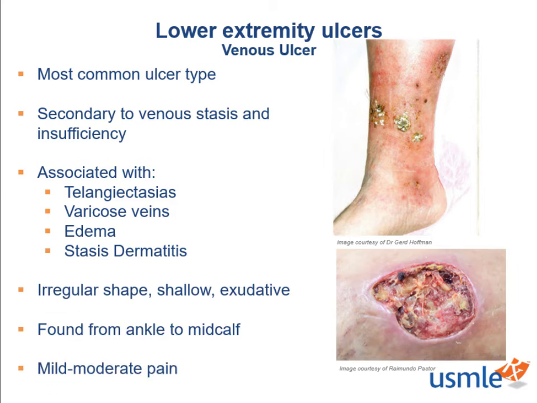Venous ulcers are frequently irregularly shaped, shallow, and exudative. They have intact sensation and are mildly to moderately painful. There's a complex grading system for ulcers, but that's beyond the scope of Step 1.